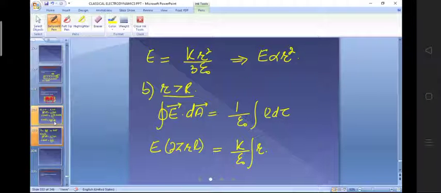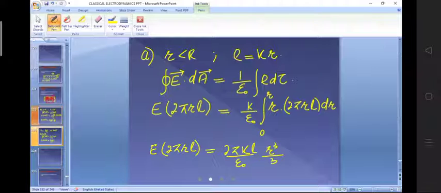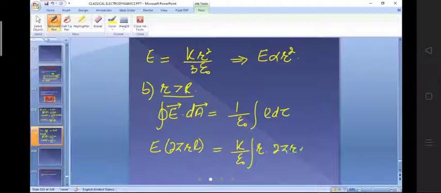And what is the volume element here? The volume element is again 2 pi r L dr. So here I will write down 2 pi r L dr. Then the limits of integration will be from 0 to capital R, not from 0 to small r, because only up to the surface of the cylinder there is charge, and it is because of that charge that there will be an electrostatic field outside.